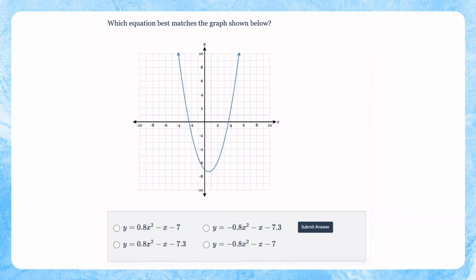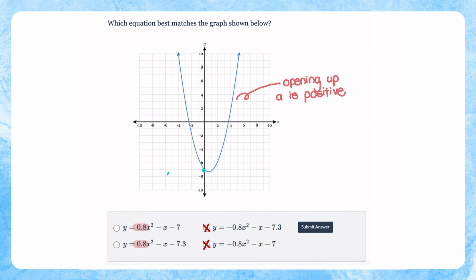Let's walk through one more example together. Notice here for this graph, it's opening up. Again, it's opening up, so A is going to be positive. So let's look for the choices where A is positive. Which ones have a positive A value? These 2. The other 2 are incorrect because A is negative.